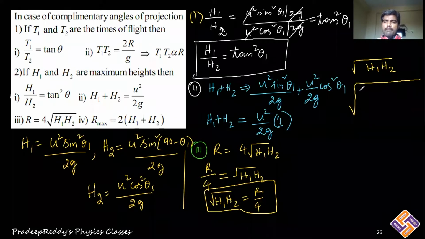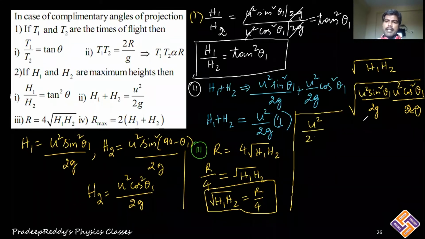What is H1? U square sine square theta 1 divided by 2g into u square cos square theta 1 divided by 2g. Okay, so u square by 2g is whole square, that I can bring it out. So finally you can write this as u square divided by 2g. I am writing it out of the root, and finally we are left with only sine square theta 1 into cos square theta 1. So what I'll do, I'll multiply numerator and denominator with 4.